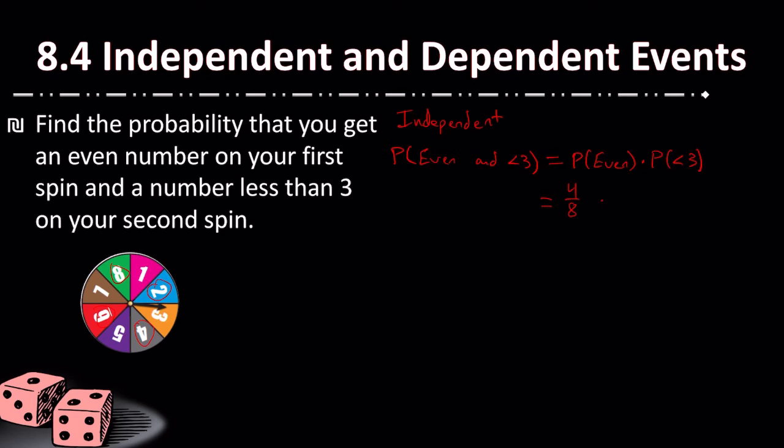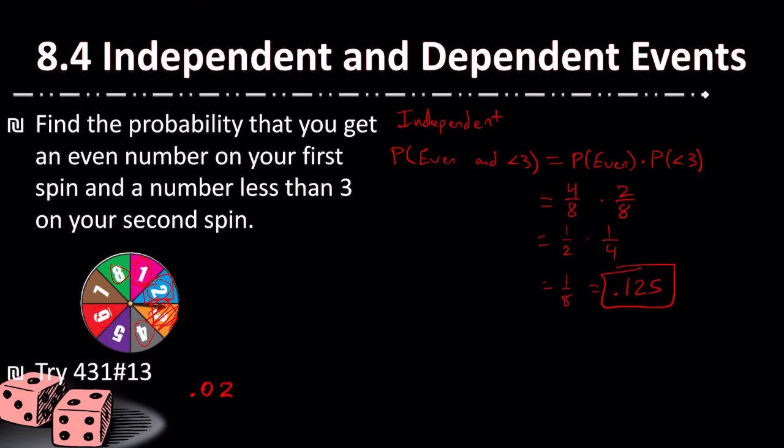And the numbers less than 3. There's 1, 2, 3 of those. Well, actually, not 3. Sorry, it's just 2 of those. So less than 3, so we're not including the 3. That's 1/2 times 1/4 is 1/8, which is 0.125. So probably not likely to happen. Why don't you pause this and try number 13. The answer should be 0.028, which is really not likely to happen.